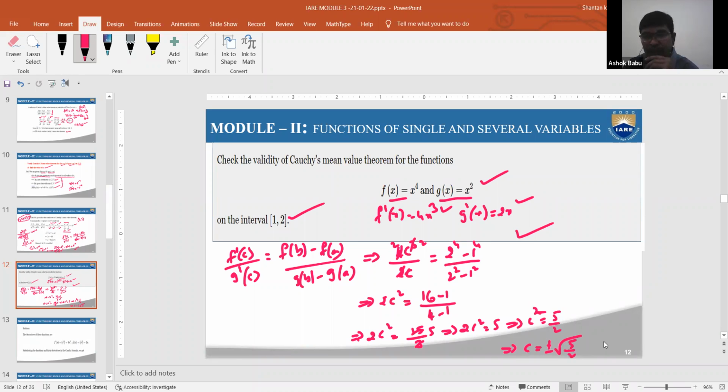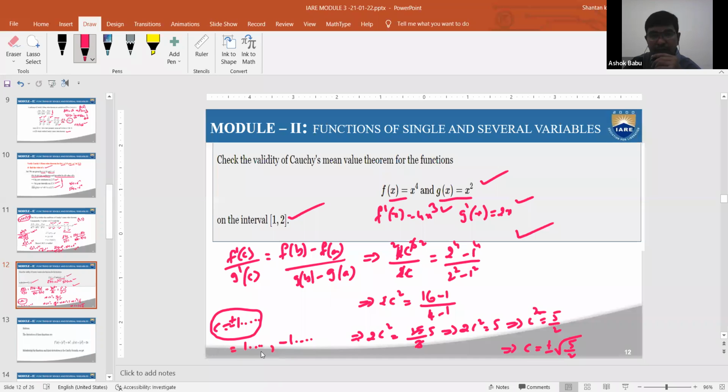And what is the 5 by 2 value? That is 2 point something. The square root of 2 point something means 1 point plus or minus 1 point something like that. Therefore, if you observe, one is a 1 point something value and the second one is minus 1 point something value.